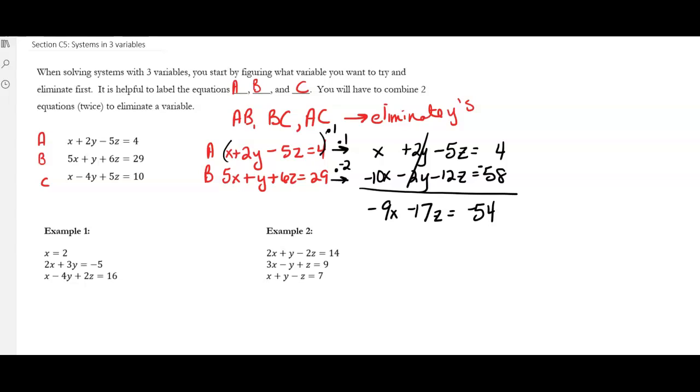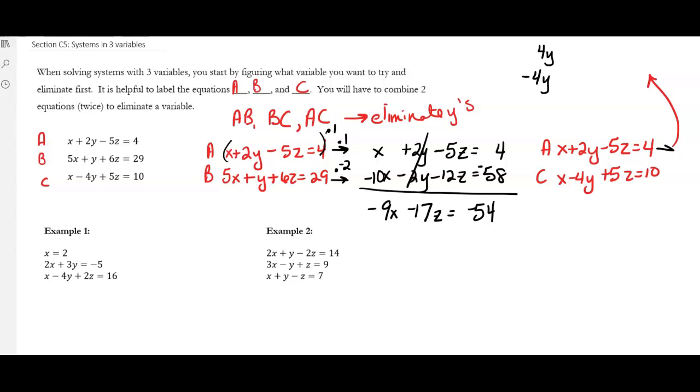Now, I think I'm going to combine A with C. So now, A is x plus 2y minus 5z equals 4. C is x minus 4y plus 5z equals 10. Kind of run out of space. I'm not going to write lower because I know we're going to need that, so I'm going to put this up here. So I want to have a positive 4y and a negative 4y. So I'm going to make the top a positive 4y, the bottom a negative 4y.